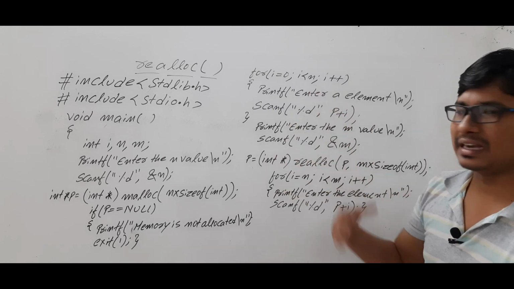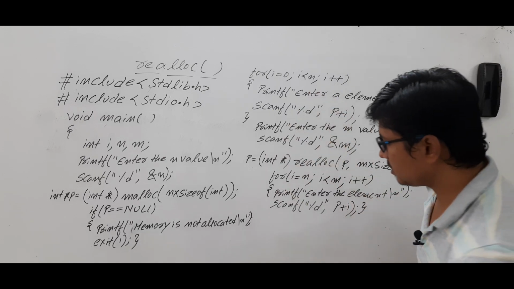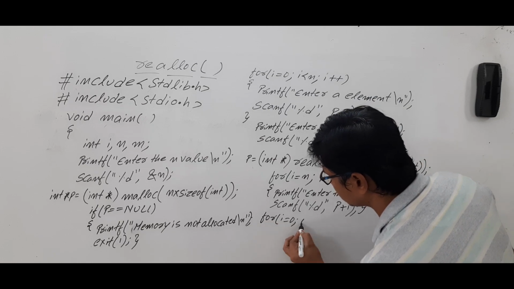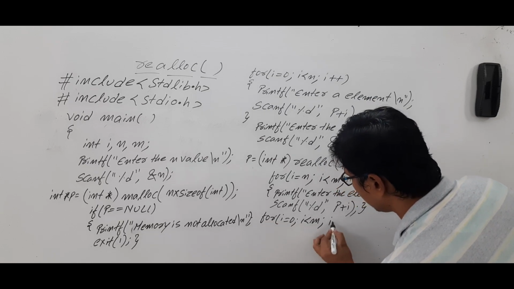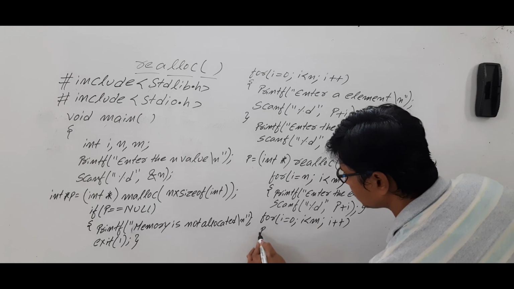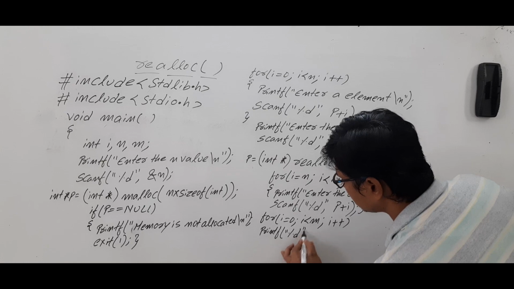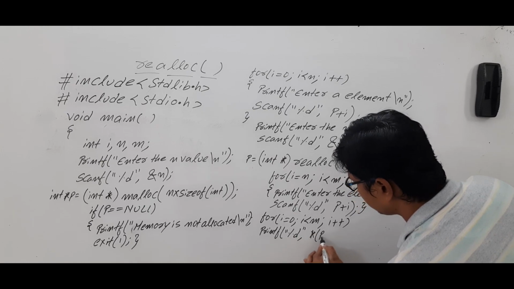Then once you have entered all the elements, you want to display the elements to the user. So you have to start from, for i is equal to 0, i less than m, i plus plus, you have to write printf of %d, p plus i.